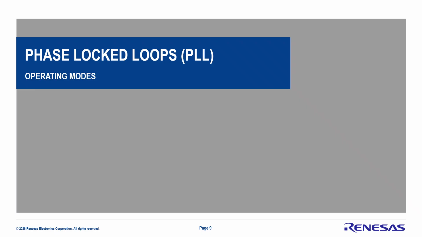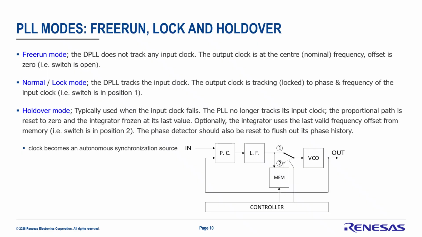So how do we know how the PLL is behaving once it has locked to a reference? Well, to know this, we have to look at some of the operating modes of a phase lock loop. A PLL has 3 core modes of operation: free run, locked, and holdover. Free run, much like the name implies, means the PLL is not tracking any reference clock and is effectively just running at the nominal frequency of the local oscillator. So if you look at the diagram at the bottom, you could look at it as the switch is open between the loop filter and the VCO.